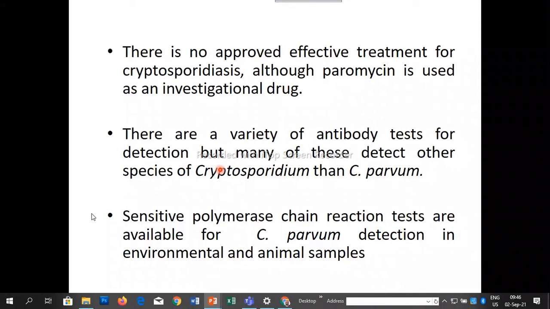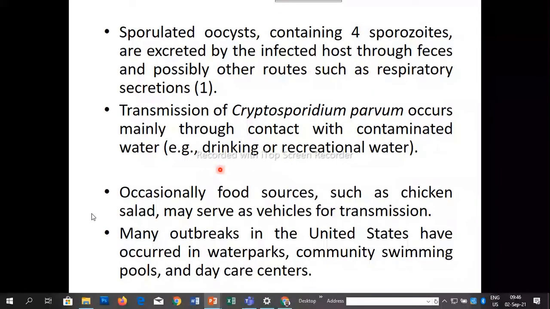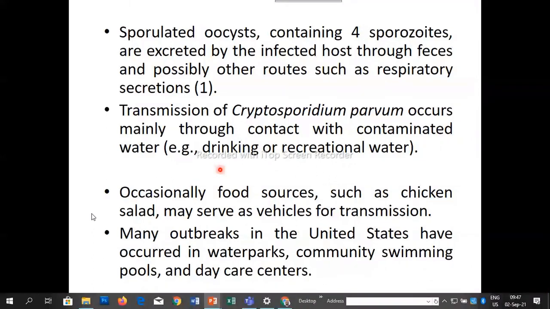This is the life cycle. It's a simple life cycle whereby sporulated oocysts containing sporozoites are excreted by the infected host through feces and possibly other routes such as respiratory secretions. Transmission of Cryptosporidium parvum occurs mainly through contact with contaminated water, drinking or recreational water. Occasionally, food sources such as kitchen salad may serve as a vehicle for transmission.